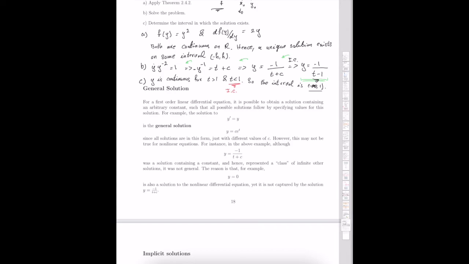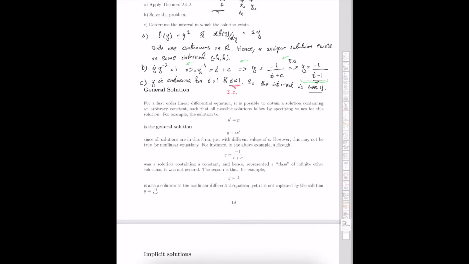Okay, good. So now let's proceed to the third difference between linear and nonlinear equations. For linear equations, we have a notion called general solution. So again, for a first-order linear differential equation, it is possible to obtain a solution containing an arbitrary constant such that all possible solutions follow by specifying values for this constant.